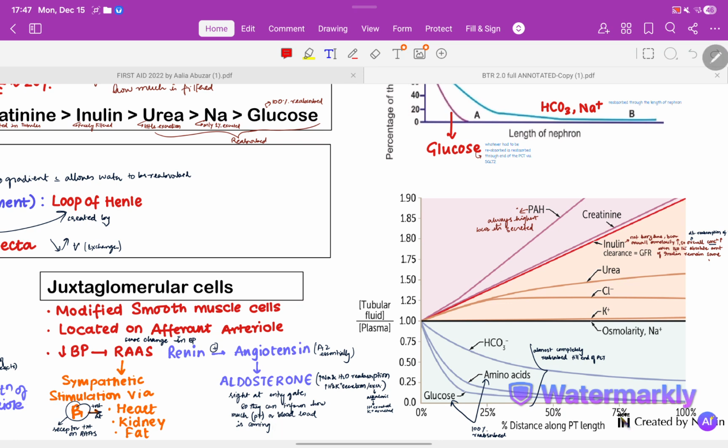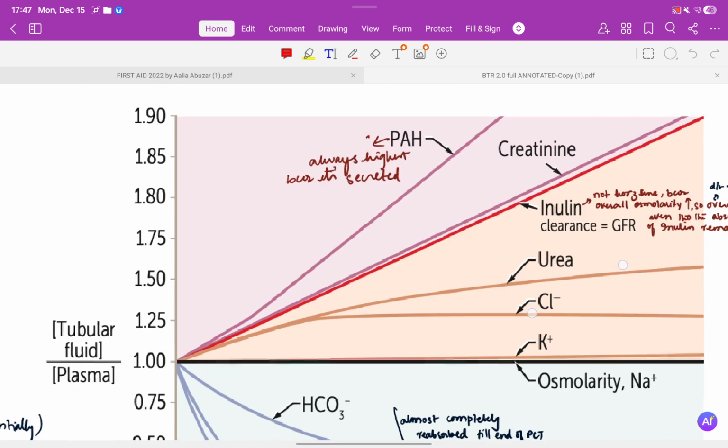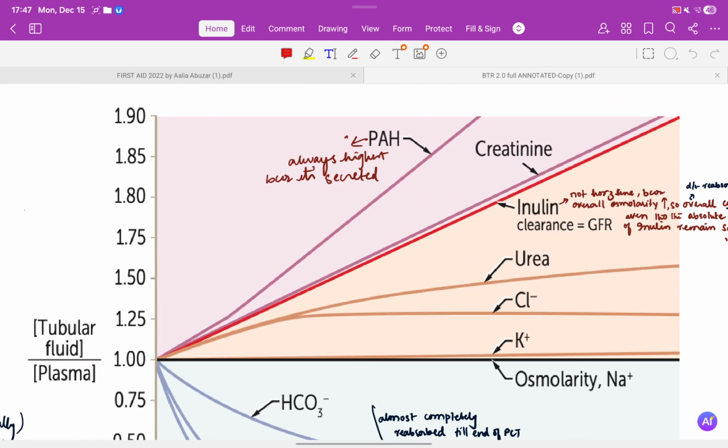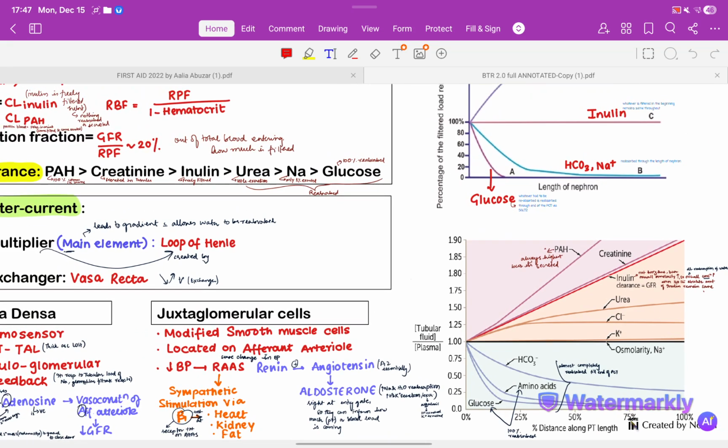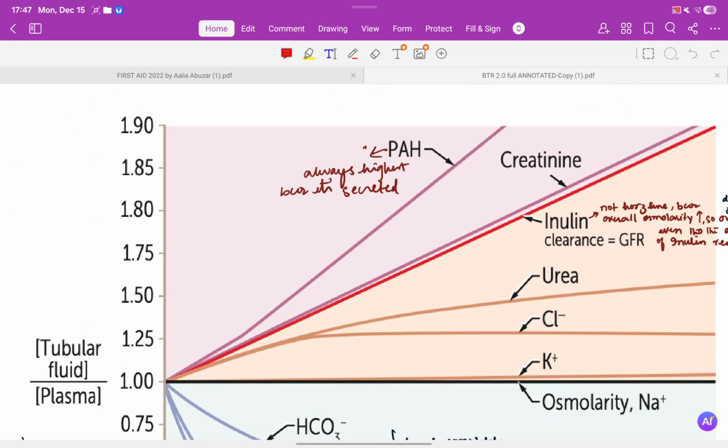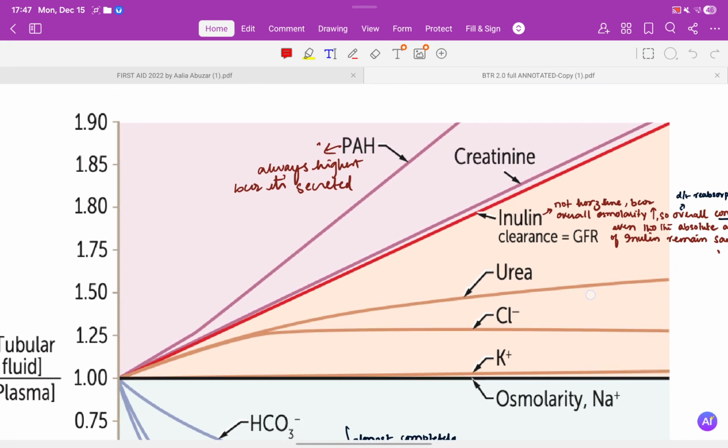Tubular fluid upon plasma, and again the x-axis is distance along the PT length, the length of nephron. So PAH, as usual, will always be high because it has the maximum clearance. Then we have creatinine, then we have inulin. Now you'll think, why is this not a horizontal line like in the earlier graph? Here it's not a horizontal line because overall osmolarity is increasing.